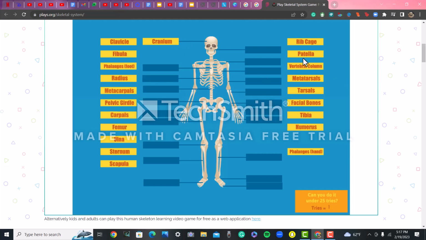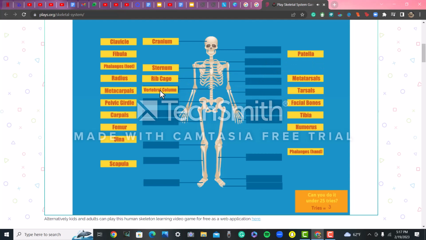Then we have the sternum, right here. It is basically part of the rib. Then we have the rib cage, which protects the heart and the lungs. Right here. Rib cage. And then we have the vertebral column.